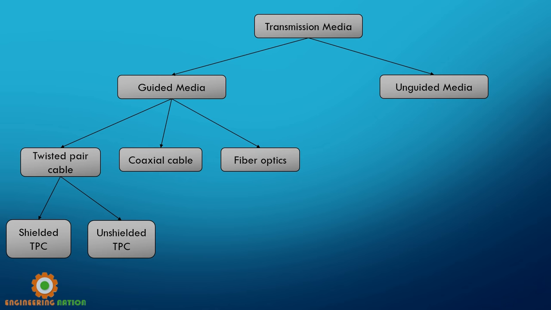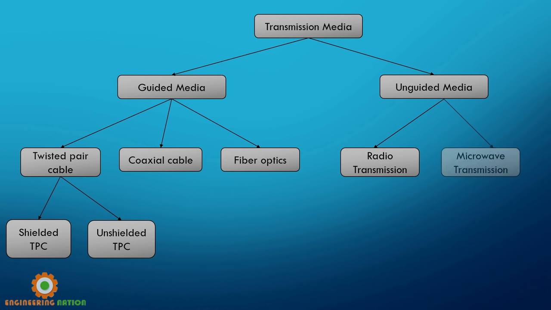Let's move to the unguided media. In unguided media, there is radio transmission and microwave transmission. So this is the hierarchical structure of transmission media. The divisions, the types, and the further types are here.